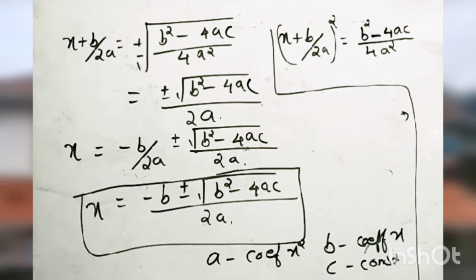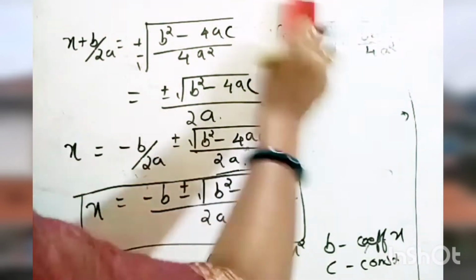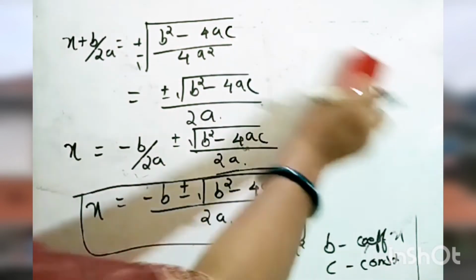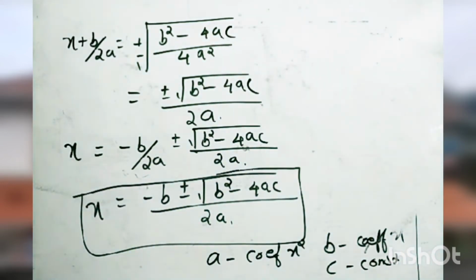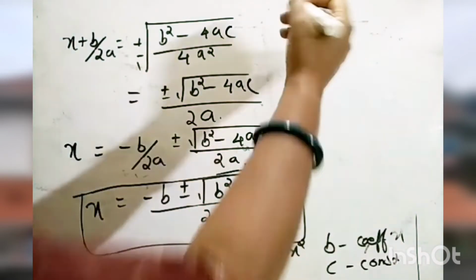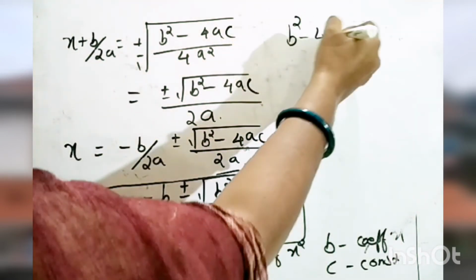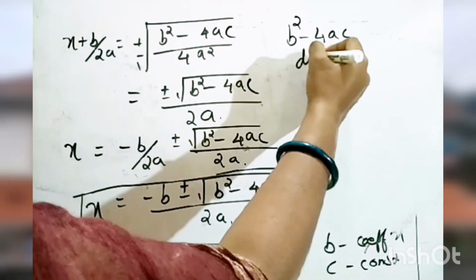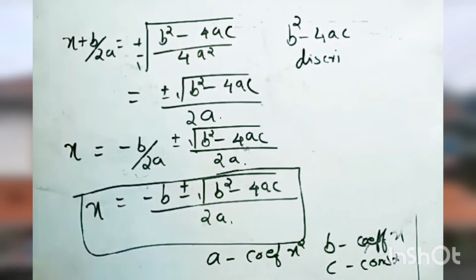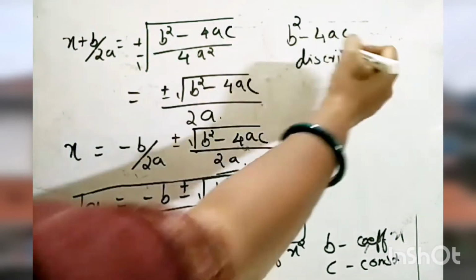Now, the nature of the roots is actually based on the value of b square minus 4ac. Okay, this b square minus 4ac is called the discriminant.